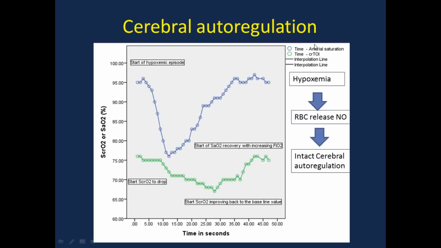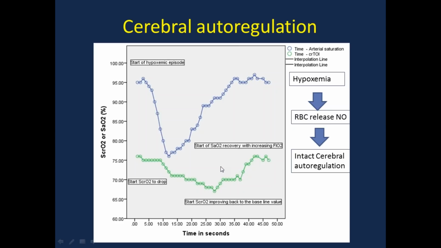What about cerebral autoregulation? It is the change in cerebral oxygenation when the arterial oxygen drops. In this graph the horizontal axis represents time in seconds, and the vertical axis represents saturation. The blue line represents oxygen saturation, and the green dots represent the brain or cerebral oxygen saturation by near-infrared spectroscopy. This is one of our infants when the saturation dropped from 95% to almost 75%. The cerebral saturation did not change significantly and stayed above the acceptable level, above 65%.